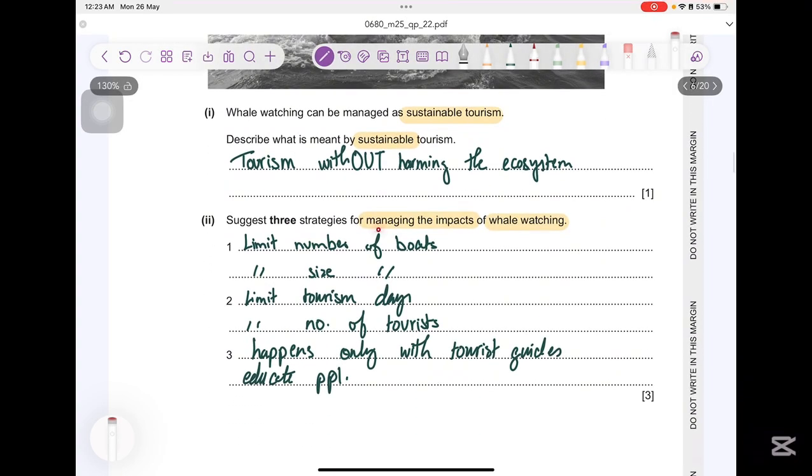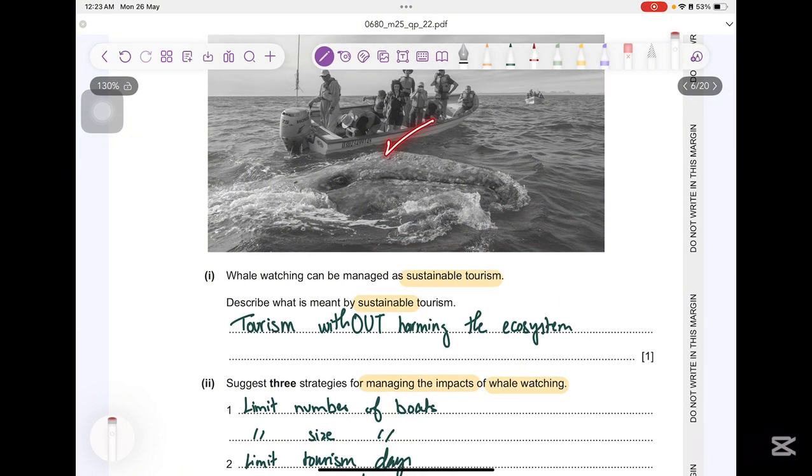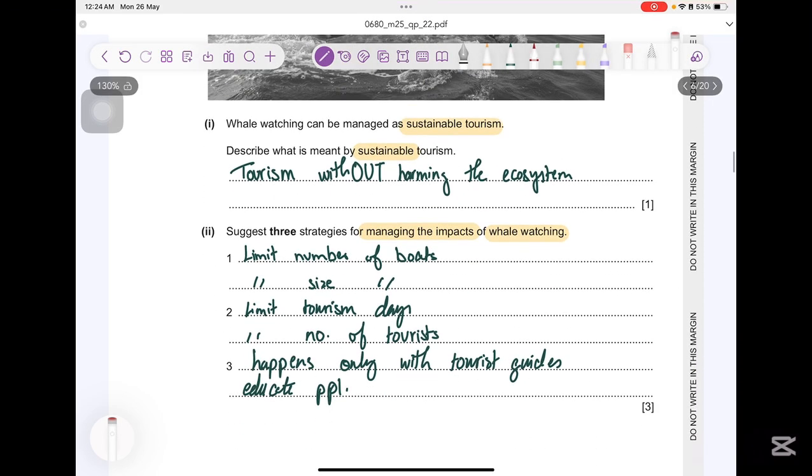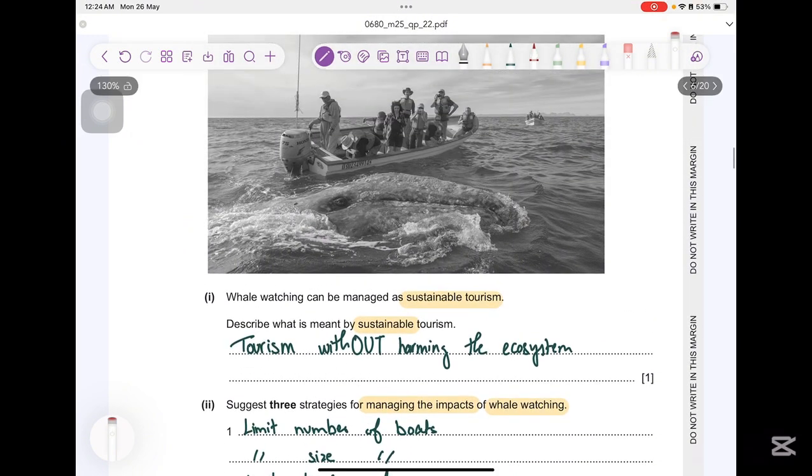Suggest 3 strategies for managing the impacts of whale watching. Limit the boats. Limit the time of the year where tourism happens. Limit the number of people on a boat. Limit touristic days. Limit the number of tourists, we said that. Limit the size of the boat. The numbers and the size of the boats happen only during presence of tourist guides. Only when tourist guides are present, they can go whale watching. No tourist guides, no whale watching. Educate people about the whales, about their habitat, about the ecosystem.